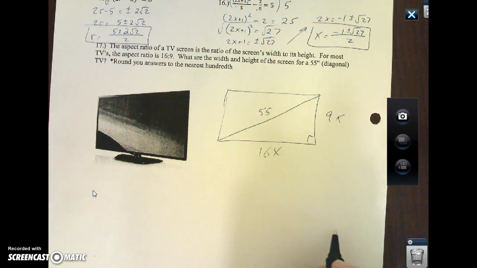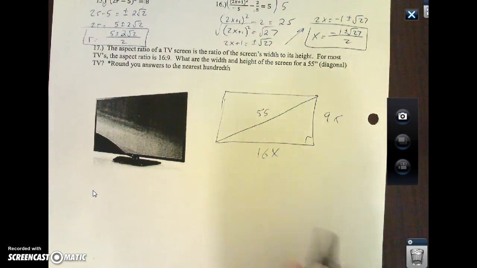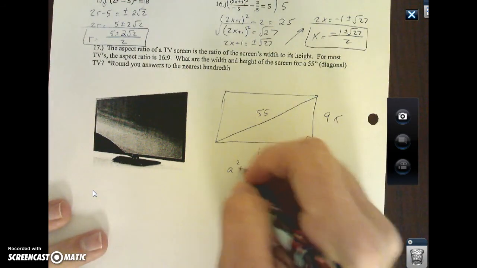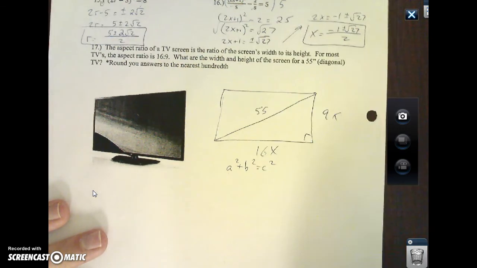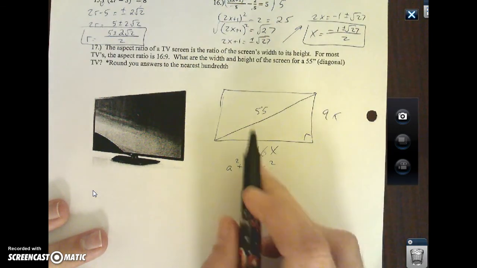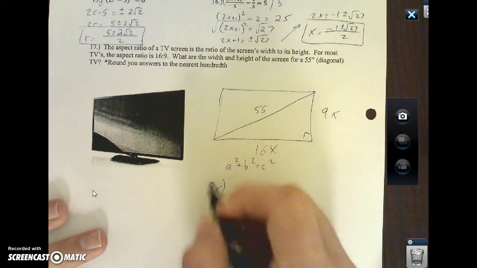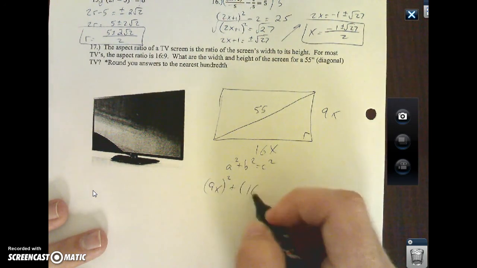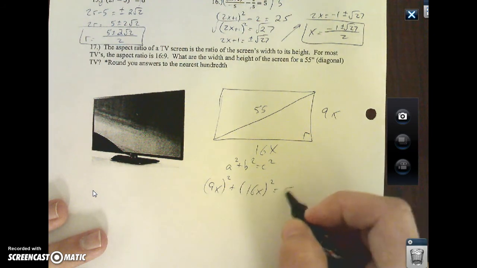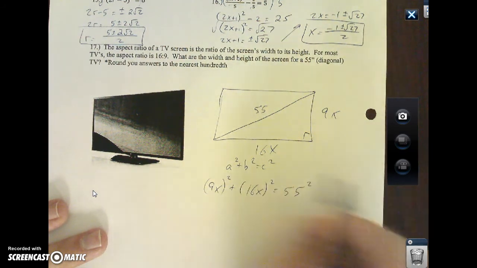Well, we are making a right triangle here. So good old right triangle, we can use Pythagorean theorem. Hopefully you guys remember this. Okay? The only thing that matters is the c. The c is always our hypotenuse. So we're doing 9x, quantity squared, plus 16x, quantity squared, equals 55 squared.